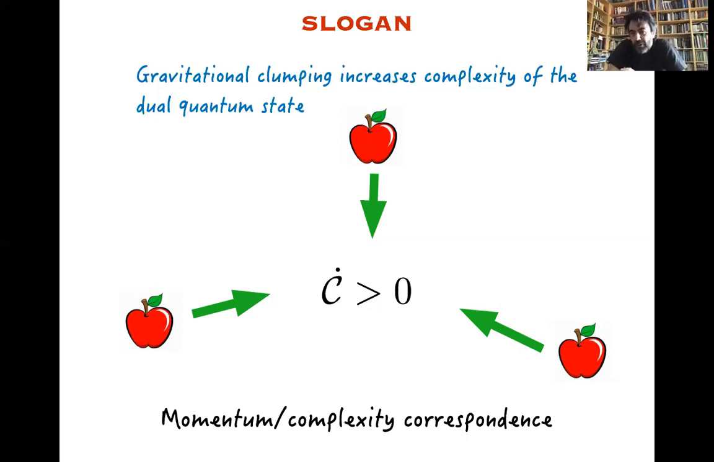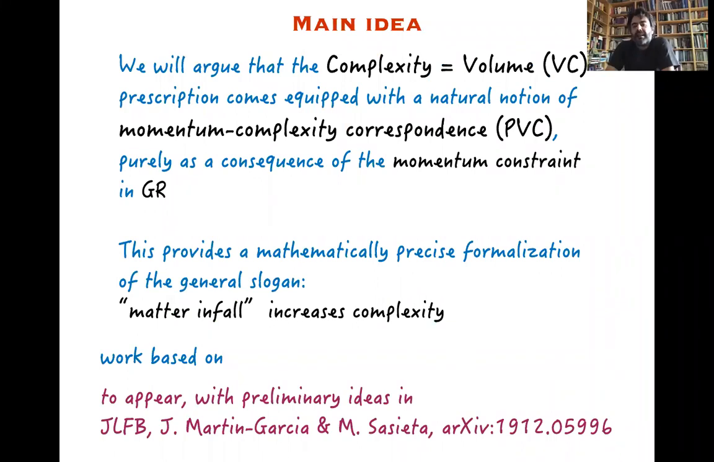Okay. So I will refer to this heuristically as the momentum complexity correspondence in a very generic way. Okay, which would hold generally for matter distributions, and there should be some notion of infall momentum that is associated to the notion that complexity should grow, let's say. So that's, if you like, the heuristic background, and the main idea of the talk is the following: if you look at complexity equals volume, which is what I'm going to talk about all the time in this talk, I will try to convince you that this prescription comes equipped from the factory with a natural notion of momentum complexity correspondence.